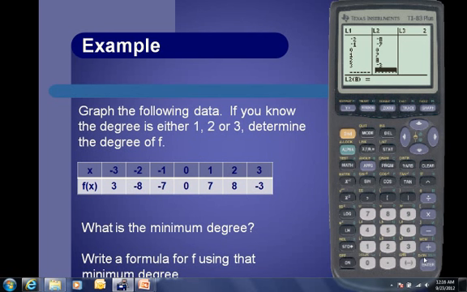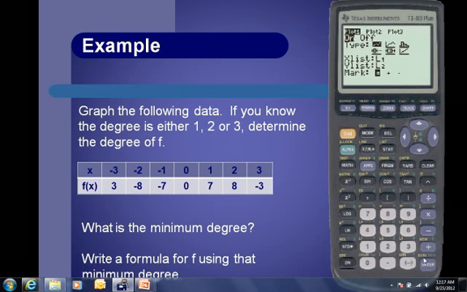So our first question is the degree going to be 1, 2, or 3? Is it linear, quadratic, or cubic? So what we can do is we can go into second stat plot, select enter to turn it on, enter.